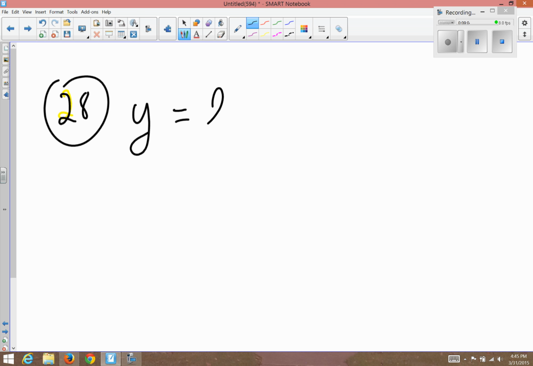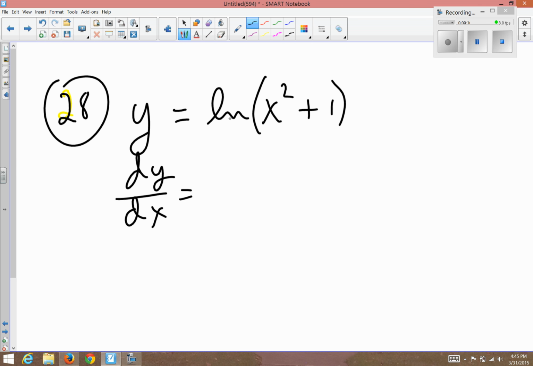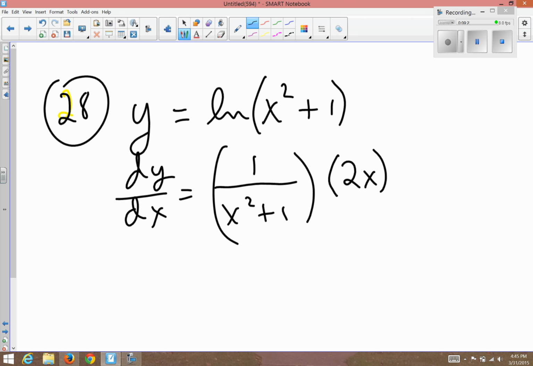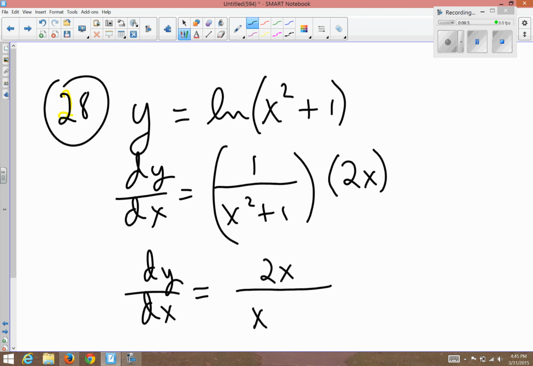And number 28. Y equals the natural log of x squared plus 1. The derivative of y with respect to x. The derivative of natural log of something is 1 over the something times the derivative of the something. That's it. The answer to exercise 28 is 1 times 2x over x squared plus 1 times 1. This cannot be simplified.